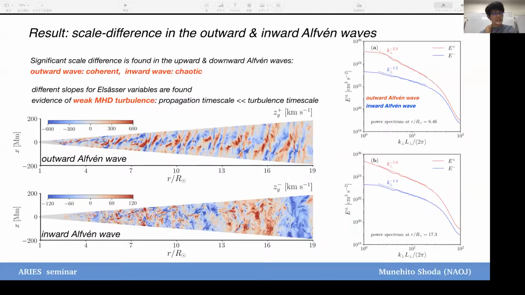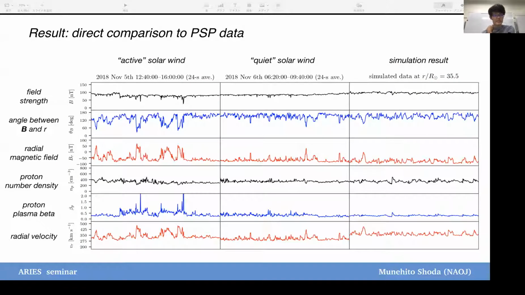So finally, I'd like to show the direct comparison to the in situ measurement by Parker Solar Probe data. I'm comparing six variables. The first one is field strength. The second one is the angle between the magnetic field and the radial direction. The third one is the radial magnetic field strength. The fourth one is proton number density, then proton-proton beta, and the radial velocity. I'm showing the Parker Solar Probe data during the first encounter.